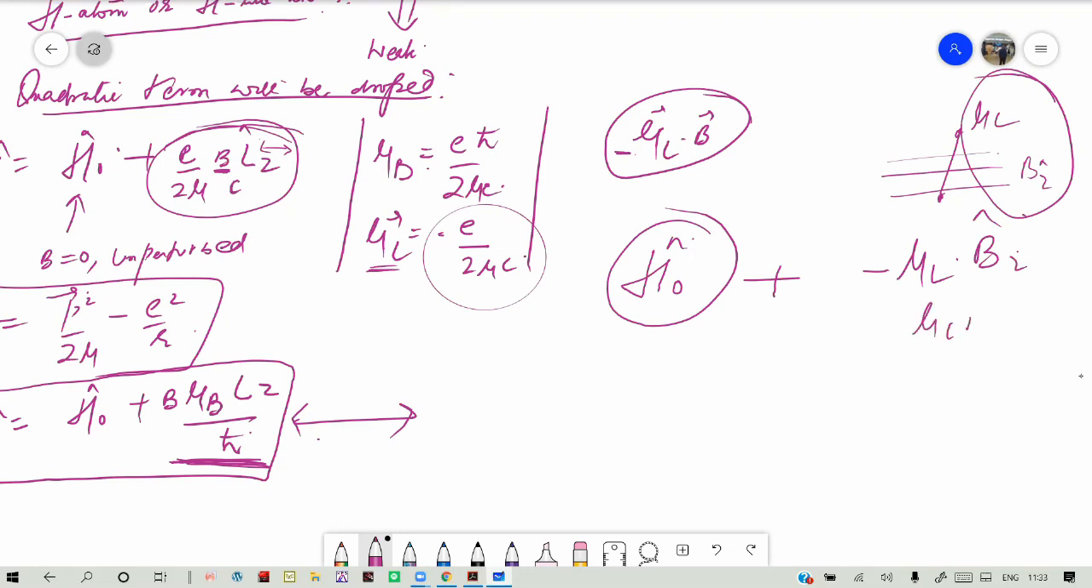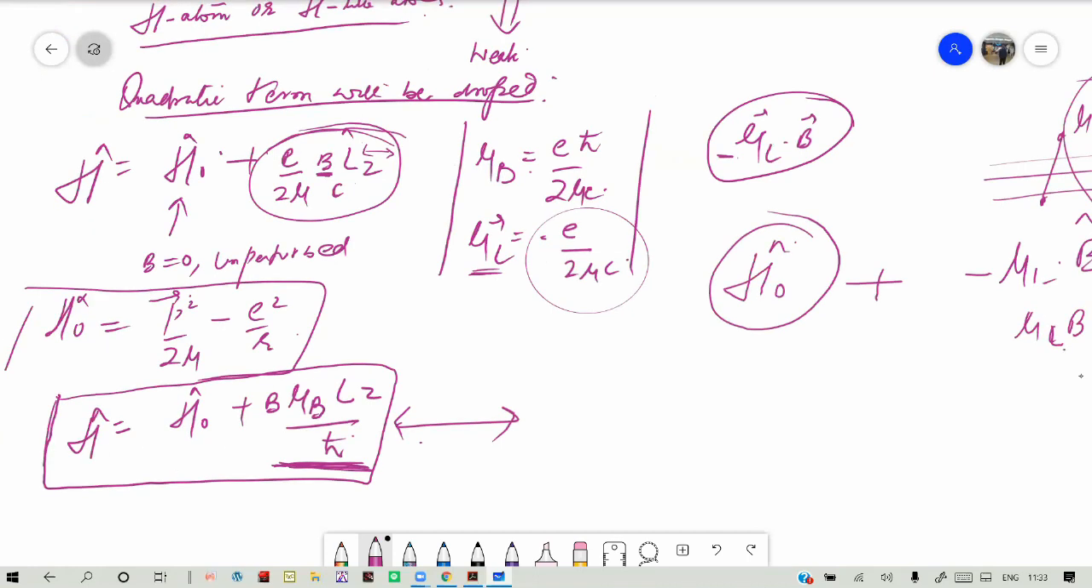So that is why we write mu L B. No need to write the vector sign because we're taking the magnitude. And mu L is now equal to this, e by 2 mc into Lz. Do you understand?